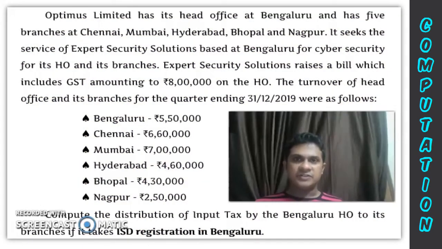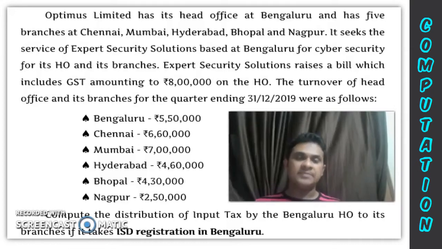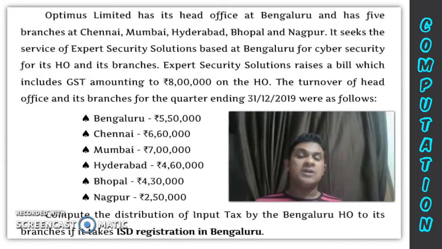So let's move towards our computation. The illustration that we are going to discuss today is on the screen. They have mentioned Optimus Limited has its head office at Bengaluru and has 5 branches at Chennai, Mumbai, Hyderabad, Bhopal and Nagpur. So Optimus Limited has a head office in Bengaluru, and 5 branches in 5 cities of India. Next, they say it seeks the service of Expert Security Solution, based at Bengaluru, for cybersecurity for its headquarters or head office and its branches. For what purpose? For cybersecurity purposes. They want to secure their website or the network. For that reason, they are taking their assistance.